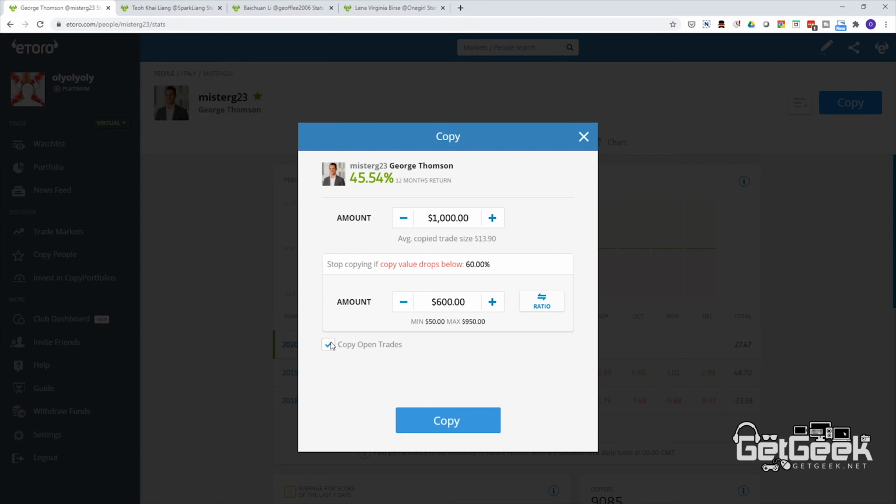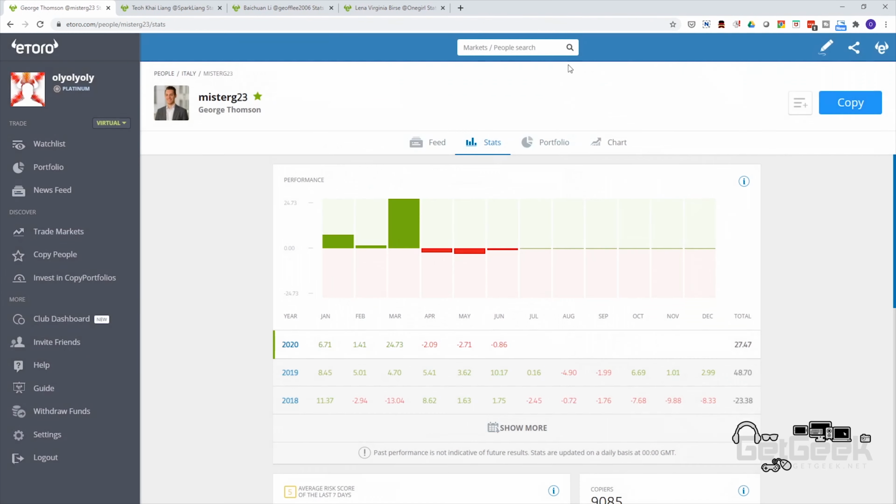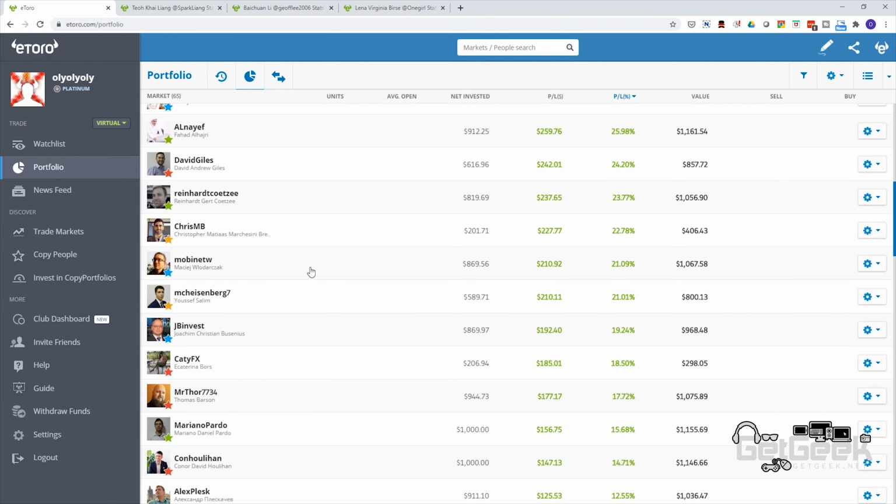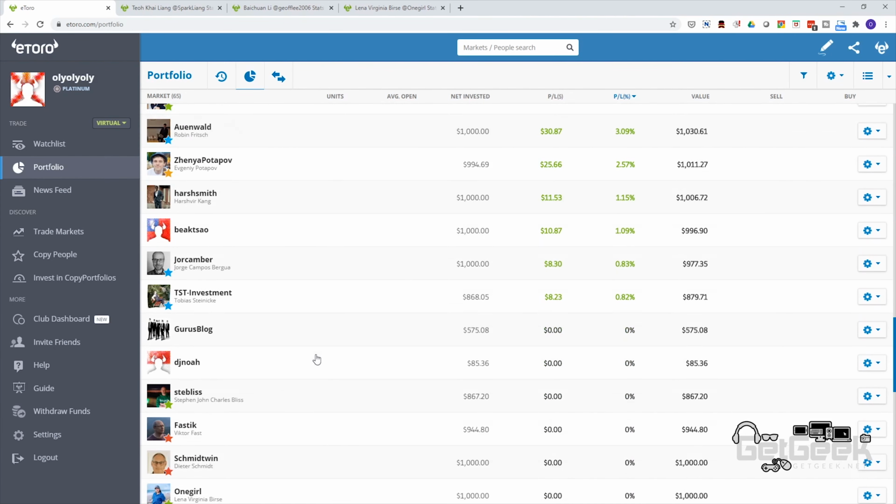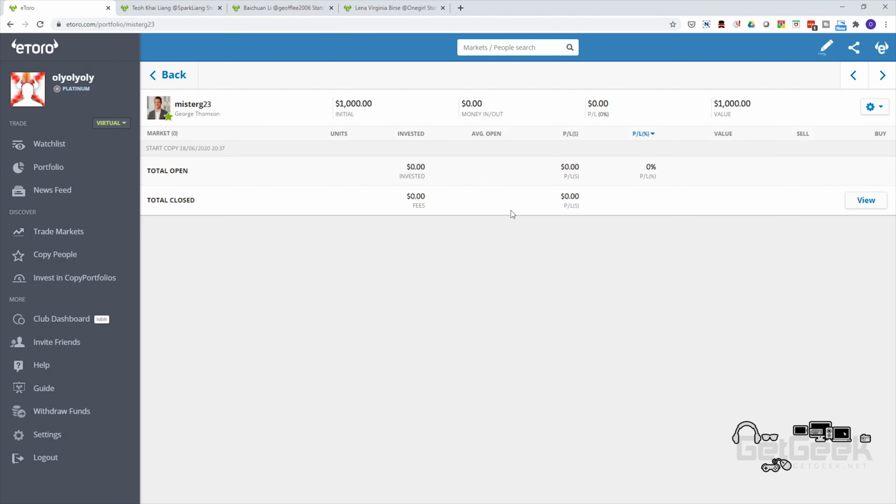So for this example, I'm going to say no to copying open trades, and I'm just going to copy this just to show you what happens. Now if we go to the portfolio, you should be able to see Mr. G if I scroll down to him here. Because I didn't copy open trades, there is nothing in there at the moment. If I'd copied open trades, it would have bought into them, which I will do in a minute just to show you. But it's worth checking this every day or whenever you've got free time, to see how things are going. Because if someone's not doing well, you'll probably want to stop copying them, which you can do by going up to this cog here and stopping that there. So I'll show you.